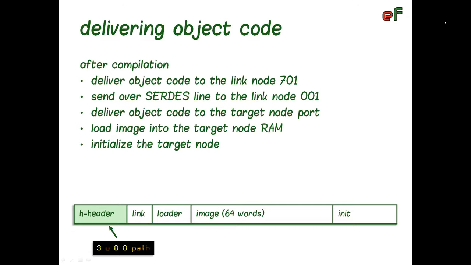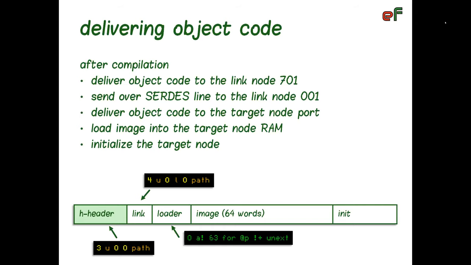The first word of the payload is the so-called link, which is actually a path from the link node 001 to the target node. Then there is loader, a short code that loads the image into target node RAM, followed by the image itself and ending with the initialization code.